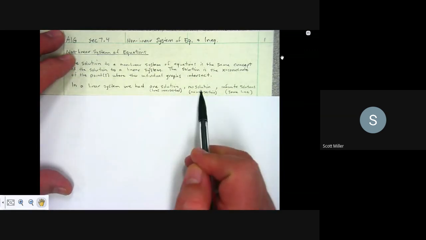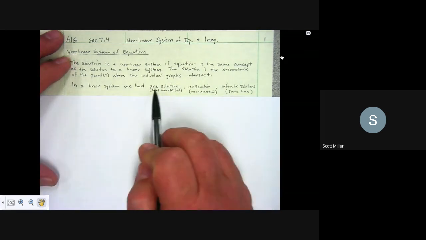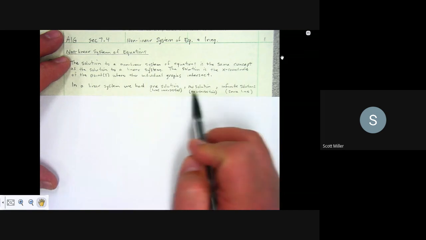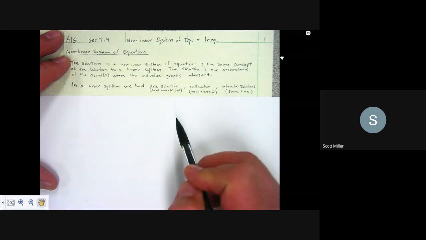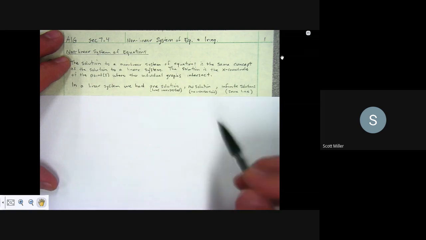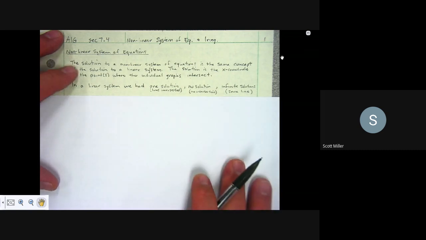In a linear system, we had one solution, no solution, or infinite solutions. And here's what it looked like. If we had one solution, the lines intersected in one location. If we had no solutions, then the lines did not intersect. And if I had infinite solutions, then the lines were basically the same line, so they intersected in every point along the line.